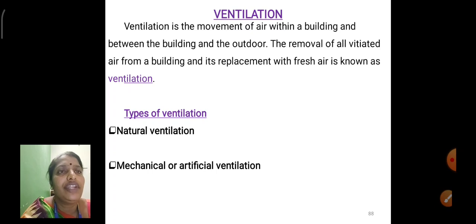Next, ventilation. Ventilation is the movement of air within a building, inside and outside. That is the removal of all vitiated air from a building and its replacement with fresh air. That is known as ventilation.